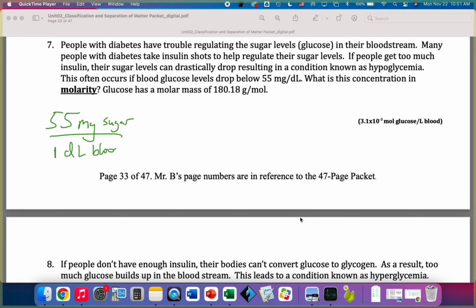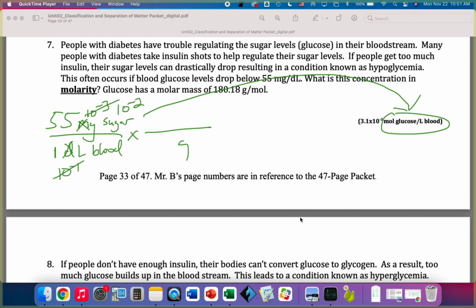And at the end of this problem, we want moles of glucose per liter of blood. So same sort of thing. We need to get rid of these prefixes. So 10 to the negative third, 10 to the negative 1, cancel, cancel, 10 to the negative 2. Now that I'm in grams of sugar, I want to cancel that.